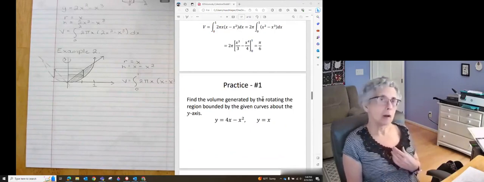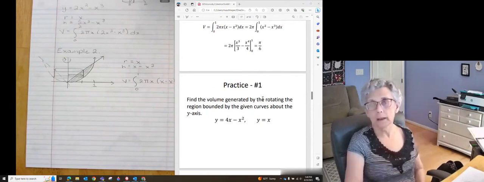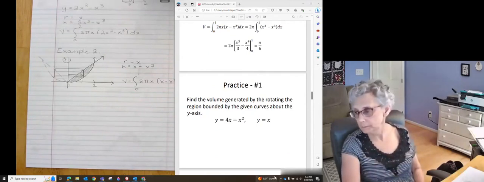So, write this problem down, take a few minutes and see if you can do it on your own. We'll come back and compare answers.